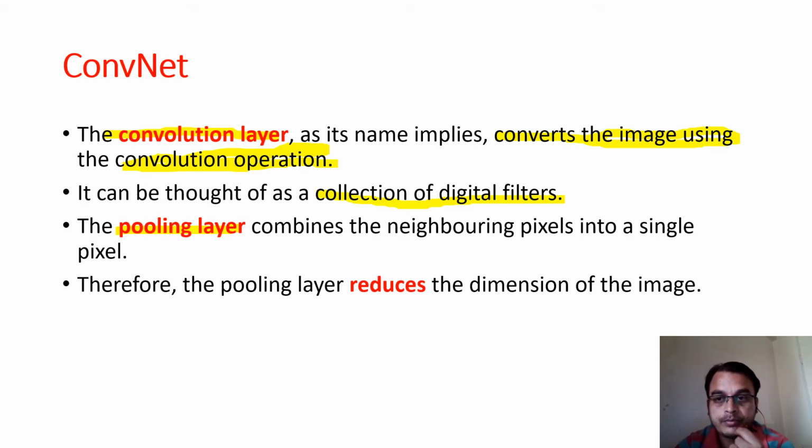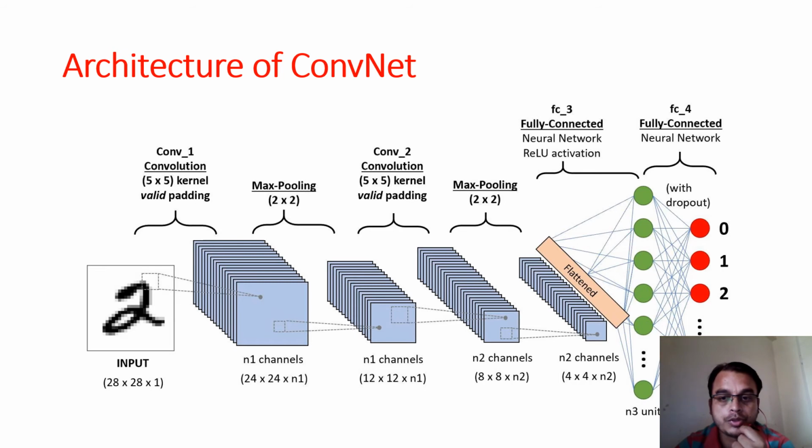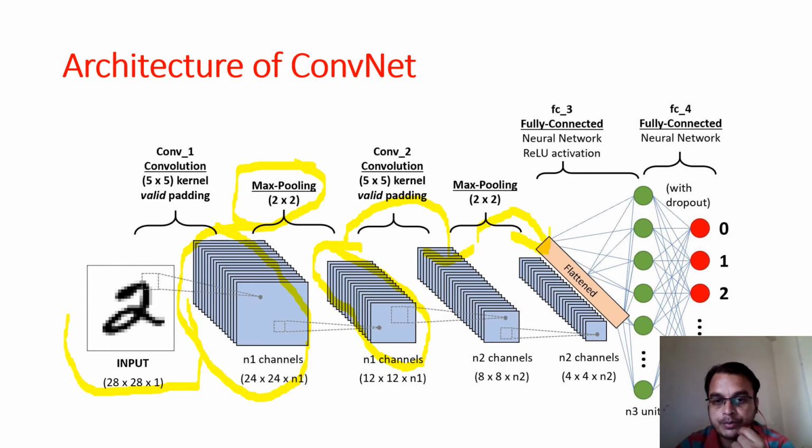Now, the architecture of convolutional neural networks. This is a typical architecture. There is a digit 2 that I want to classify. First, it is given to the convolutional layer. From the convolutional layer, I apply the max pooling layer. From the max pooling layer, again we apply a convolutional layer, and again the max pooling layer. Once the max pooling layer is applied, we put the result into the fully connected network.